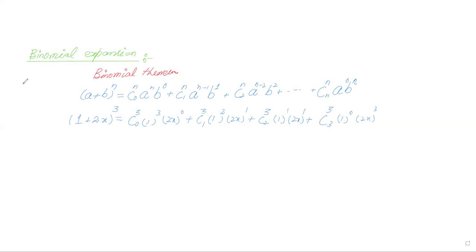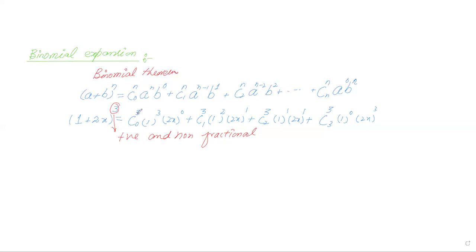Now, where is the difference? In all the AS levels, whenever we have to expand, the whole power must be positive. And the second condition is that it must be in non-fractional form. It is a condition that when we are applying this theorem, the whole power must be positive and must be non-fractional.